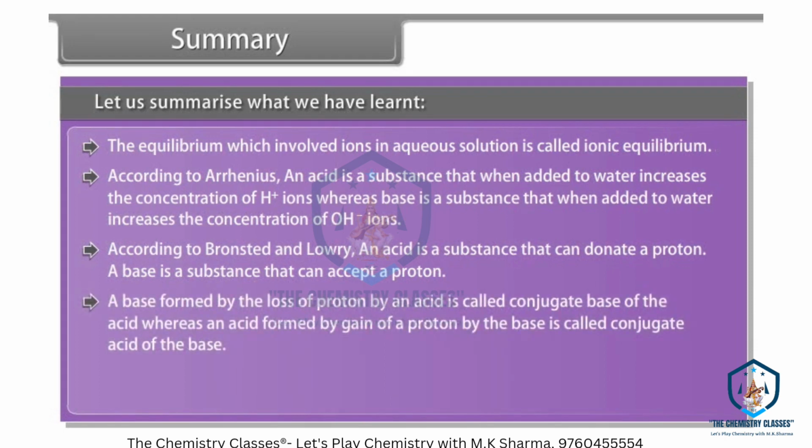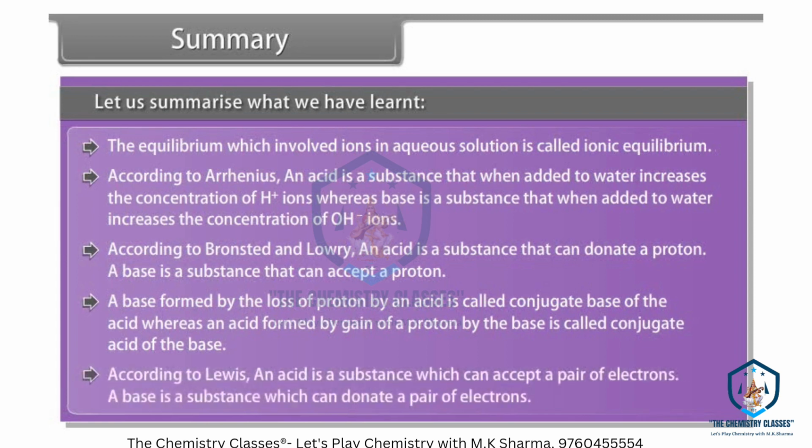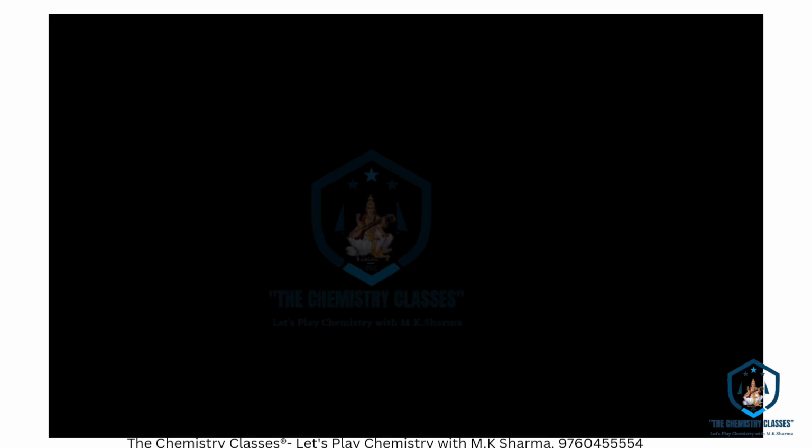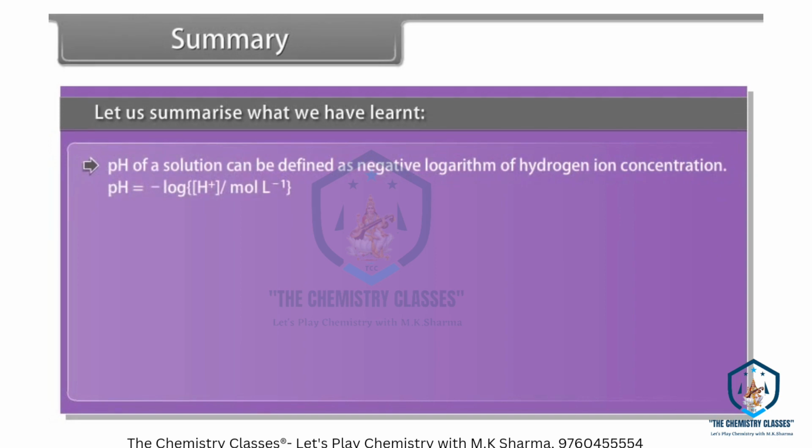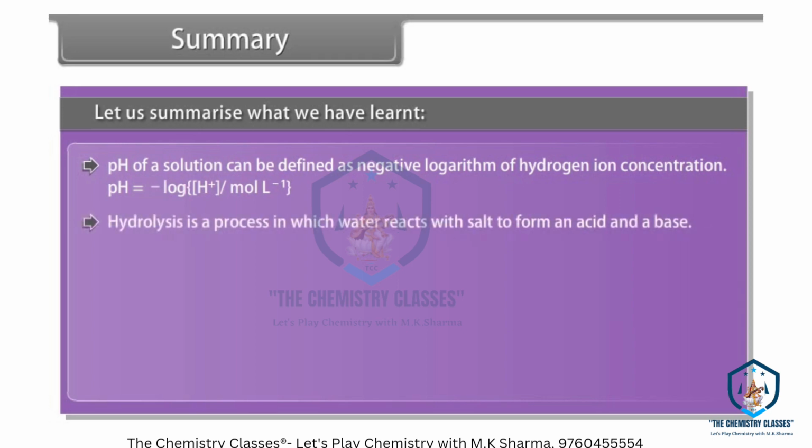A base formed by the loss of a proton by an acid is called the conjugate base of the acid, whereas an acid formed by gain of a proton by the base is called the conjugate acid of the base. According to Lewis, an acid is a substance which can accept a pair of electrons. A base is a substance which can donate a pair of electrons. The pH of a solution can be defined as the negative logarithm of hydrogen ion concentration. Hydrolysis is a process in which water reacts with a salt to form an acid and a base.